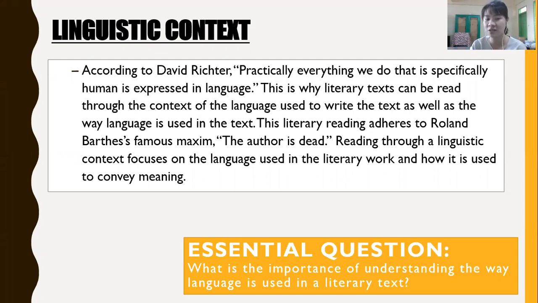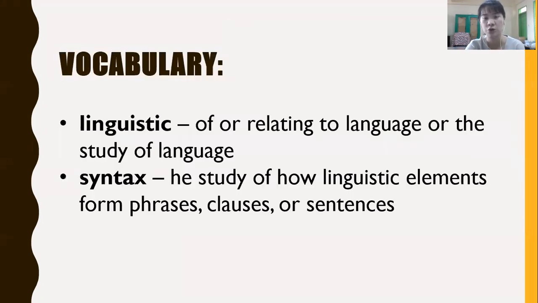Reading through a linguistic context focuses on the language used in the literary work and how it is used to convey meaning. So, magpo-focus naman po ito doon sa language used from the word linguistic, sa mga words na ginamit po ng ating mga author. As you can see in here, we have an essential question which is what is the importance of understanding the way language is used in a literary text? So what's the importance of understanding the way language is used?